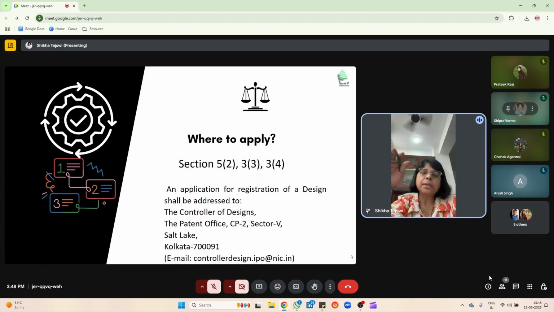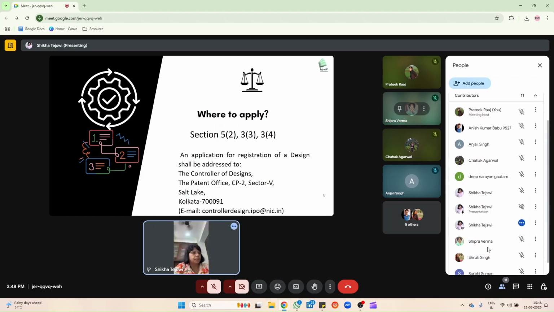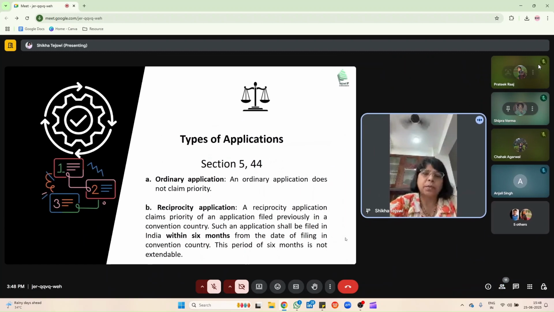Okay, so what we said is that we have to send the original documents, like the power of authority and priority document, to the design office. This is the design office address. Now, how many types of applications are there? There are only two types of applications in this case. One is the ordinary application, wherein you have come up with a new design and you feel it should be registered, so you file an application.